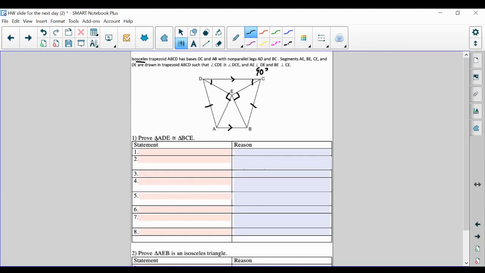What they ask you to prove is that triangle ADE and triangle BCE are congruent. Now we have to prove the two yellow triangles are congruent.